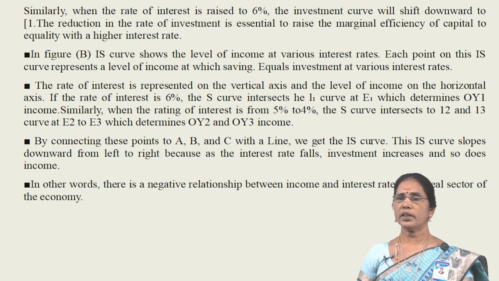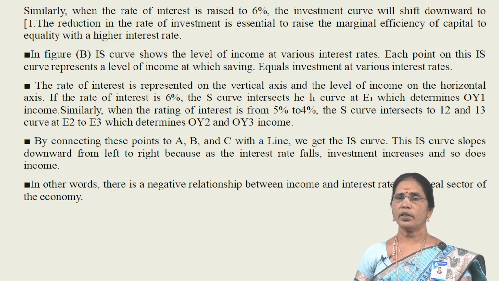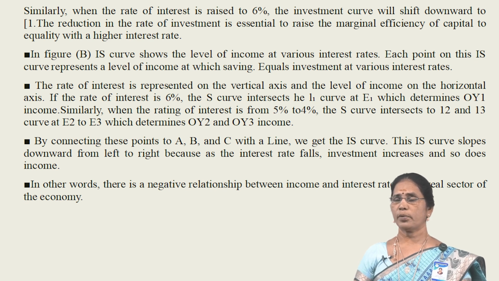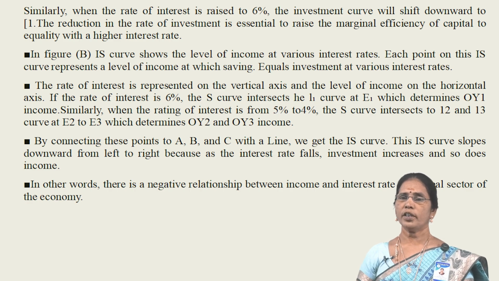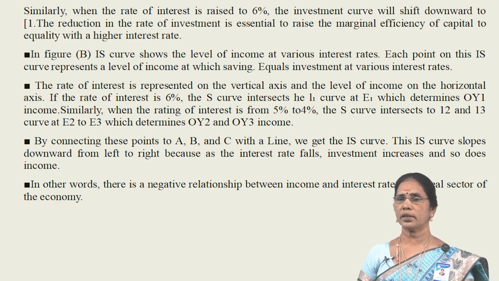Similarly, when the rate of interest is raised to 6%, the investment curve will shift downward to I1. A reduction in the rate of investment is essential to raise the marginal efficiency of capital to equality with the higher interest rate. In figure B, the IS curve shows the level of income at various interest rates. Each point on this IS curve represents a level of income at which savings equal investment at various interest rates.